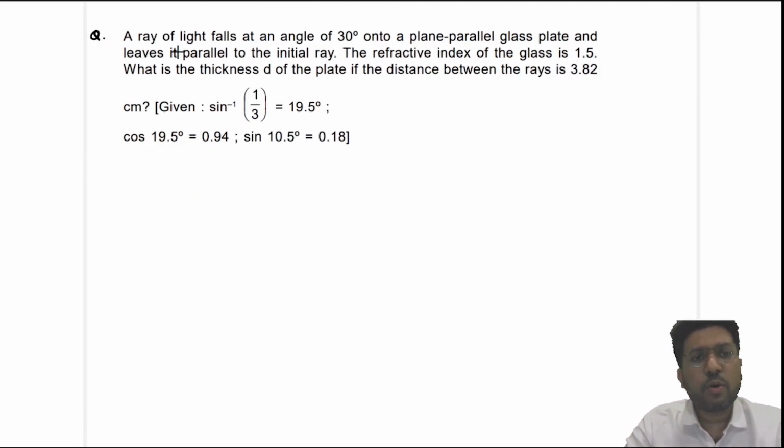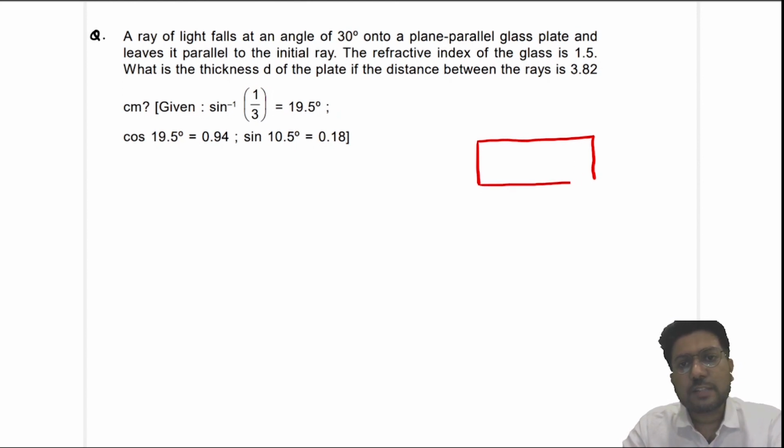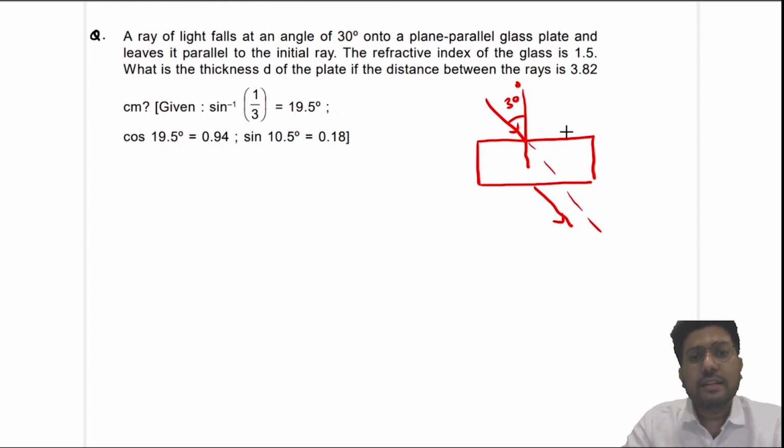There is one more question here. A ray of light falls at an angle of 30 degree onto a plane parallel glass plate and leaves it parallel to the initial ray. So there is a glass plate and a ray of light falls at an angle of 30 degree and leaves it parallel to the initial ray. Obviously, this is a glass slab, so the final ray will be parallel to the initial ray. The refractive index of the glass slab is given as 1.5.